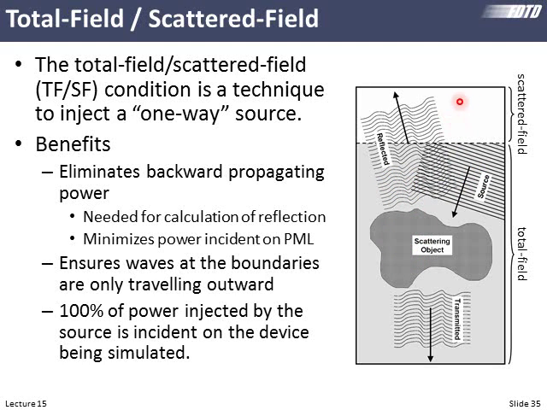In the scattered field region, we don't see the source, but we do see the waves scattered by the object. A simple way to think about this is a one-way source. We launch a one-way source from this way down.